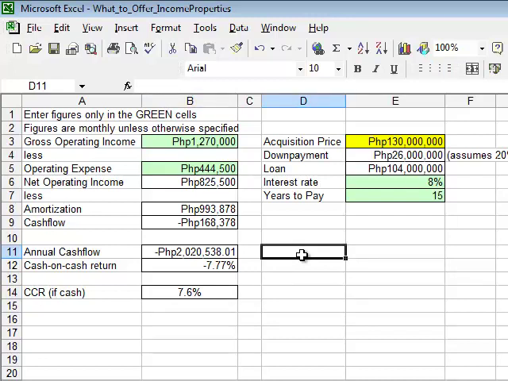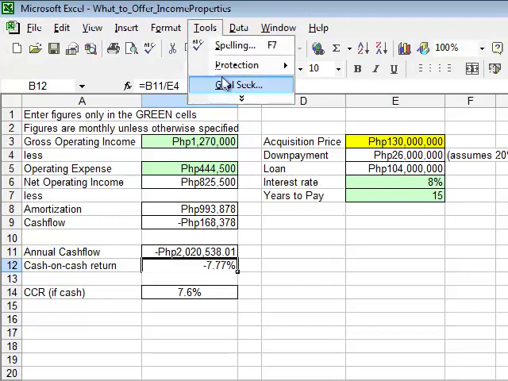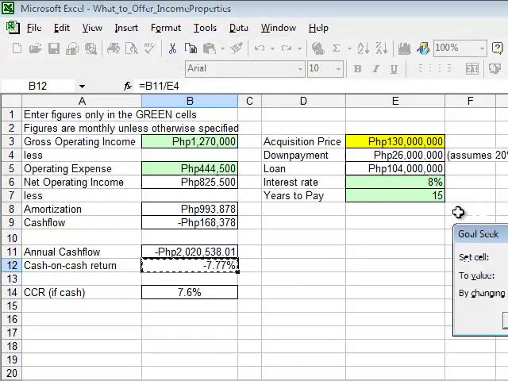Now, a lot of the calculators out there stop short in telling you that the deal is a good deal or a bad deal. That's it. But what I want to teach you here is a simple function in Excel called GoalSeek. Basically, you click on Tools and then you click on GoalSeek, and then you want to set your cash on cash return figure to a figure that makes more sense.